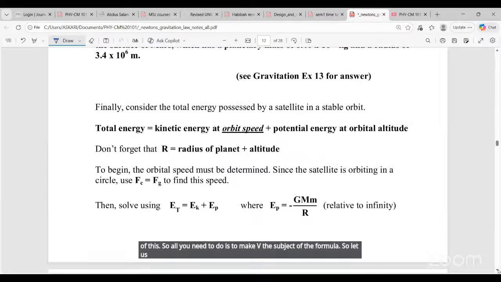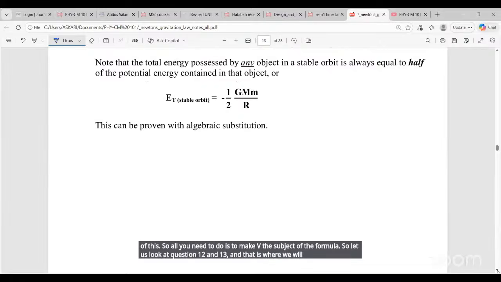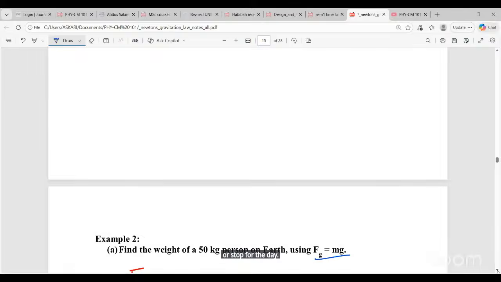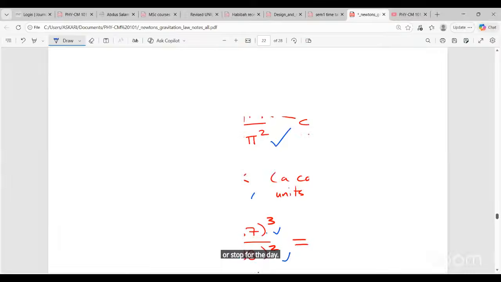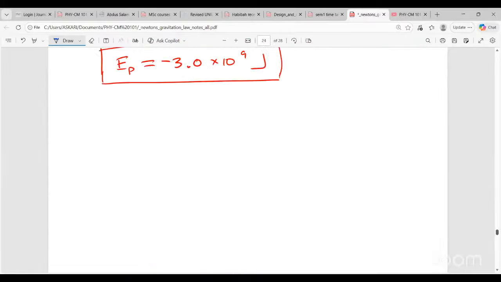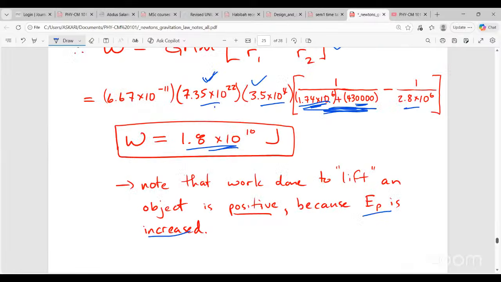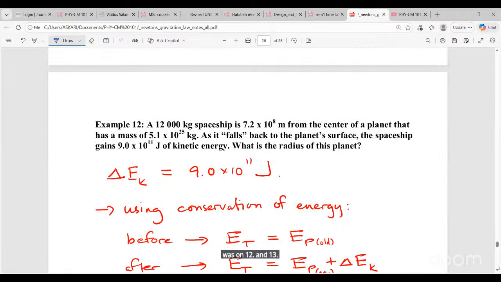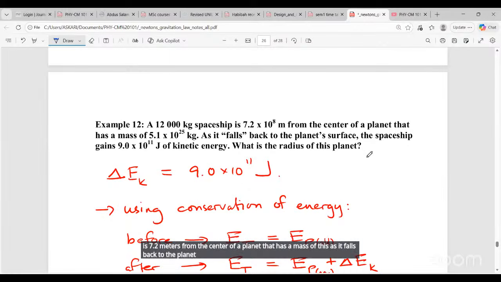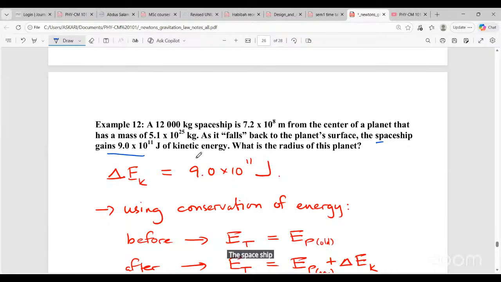So let us look at question 12 and 13, and that is where we will stop for the day. Question 12 and 13. A 12,000 kilogram spacecraft is 7.2 meters from the center of a planet that has a mass of this. As it falls back to the planet's surface, the spaceship gains this much kinetic energy.